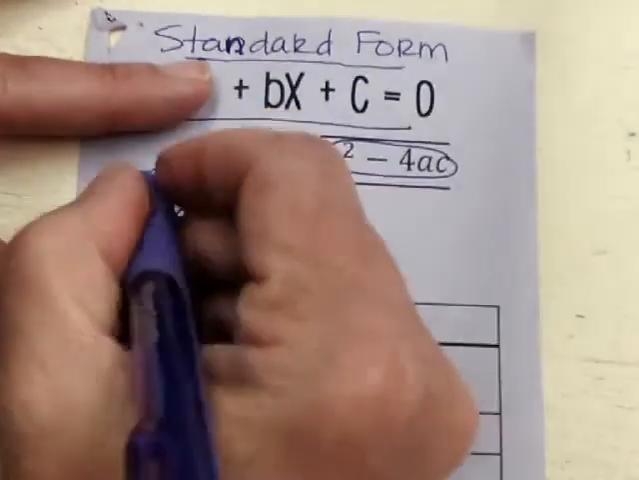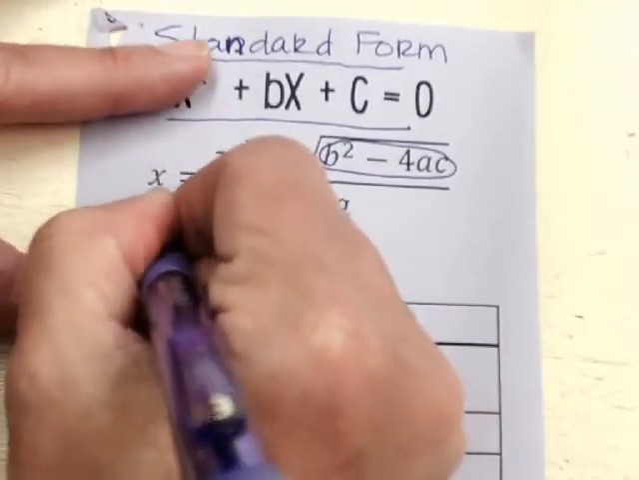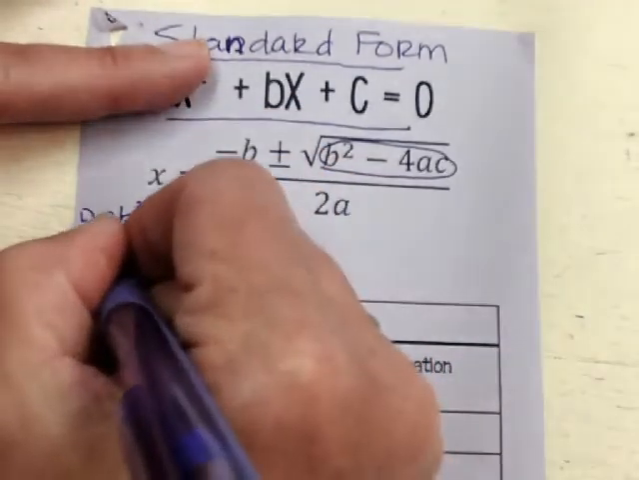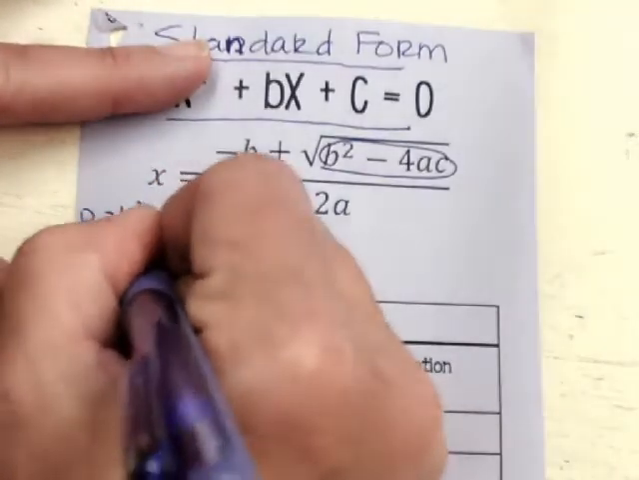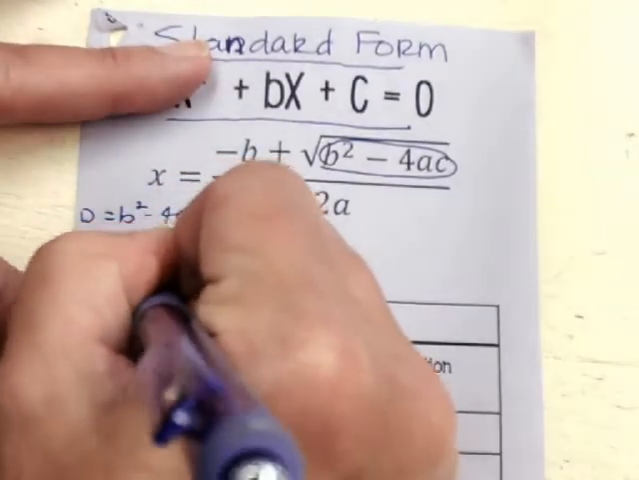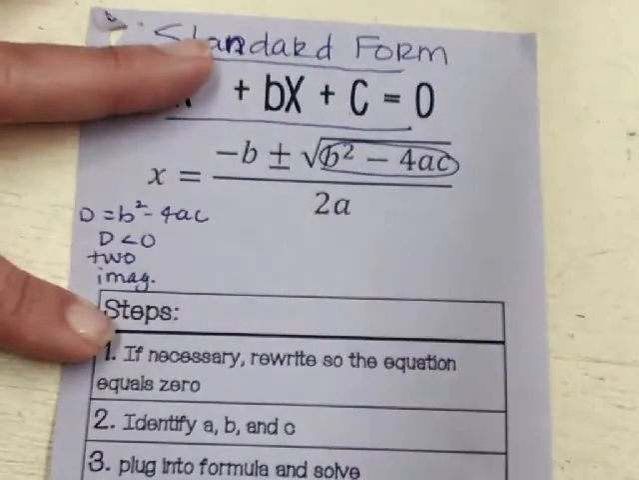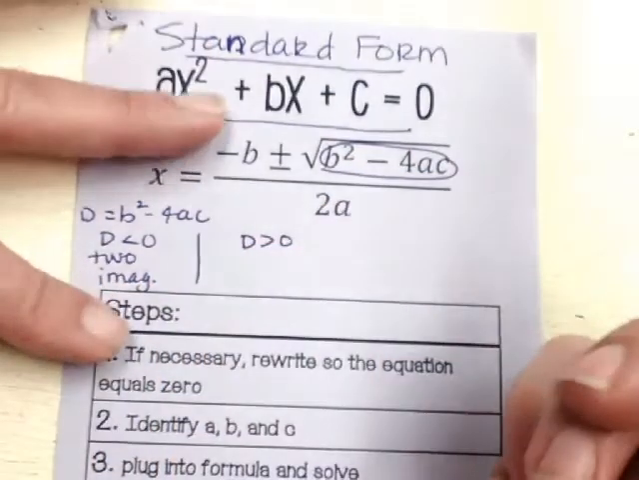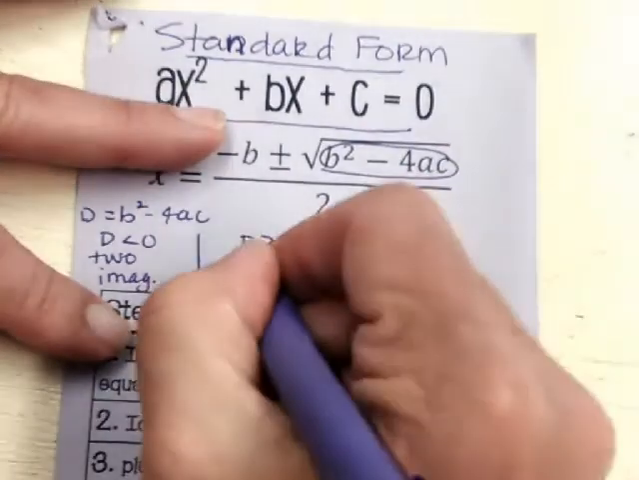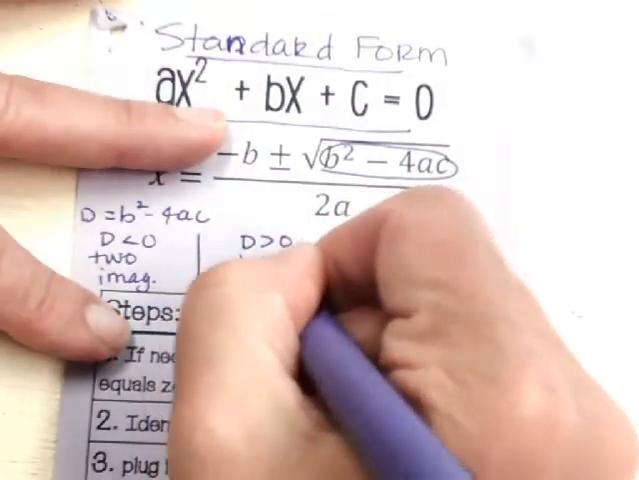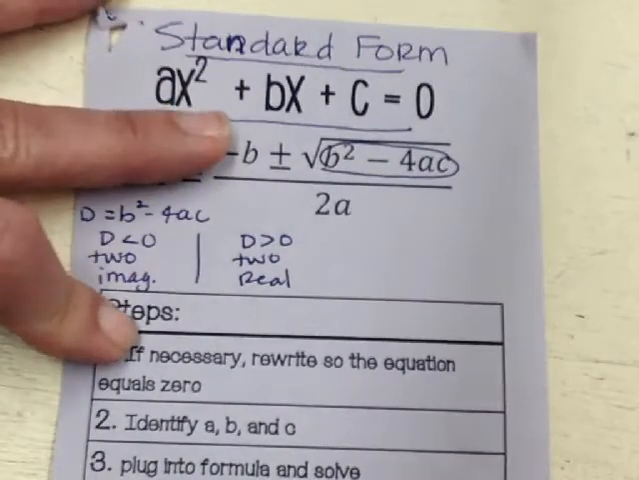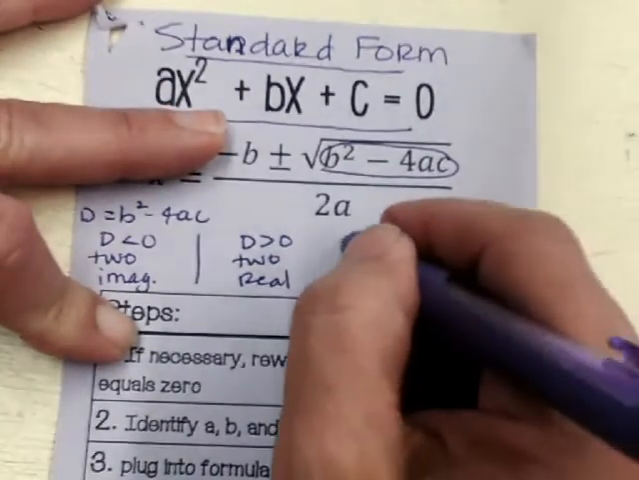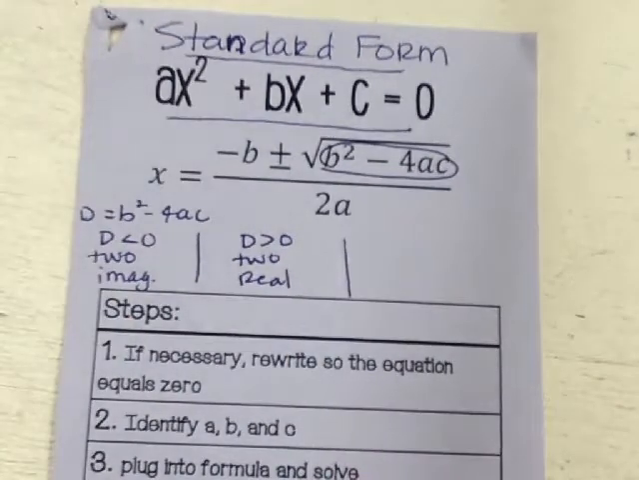If your discriminant is less than 0, it's negative, you're going to have 2 imaginary solutions. You're going to have i's in your answers. If your discriminant is positive, bigger than 0, then you're going to have 2 real solutions, roots, zeros, x-intercepts. There may be a square root left in your answer, but it's going to be real numbers that you can put on the x-axis.